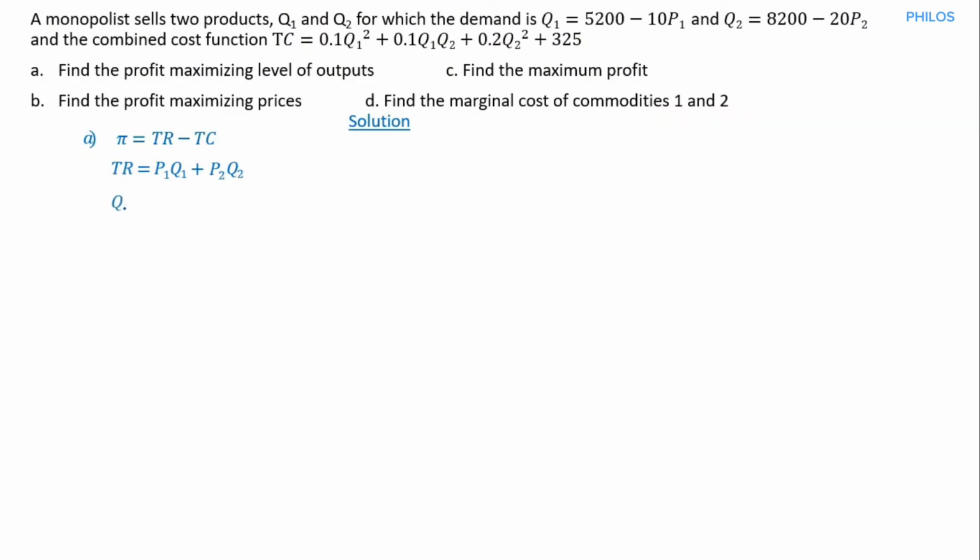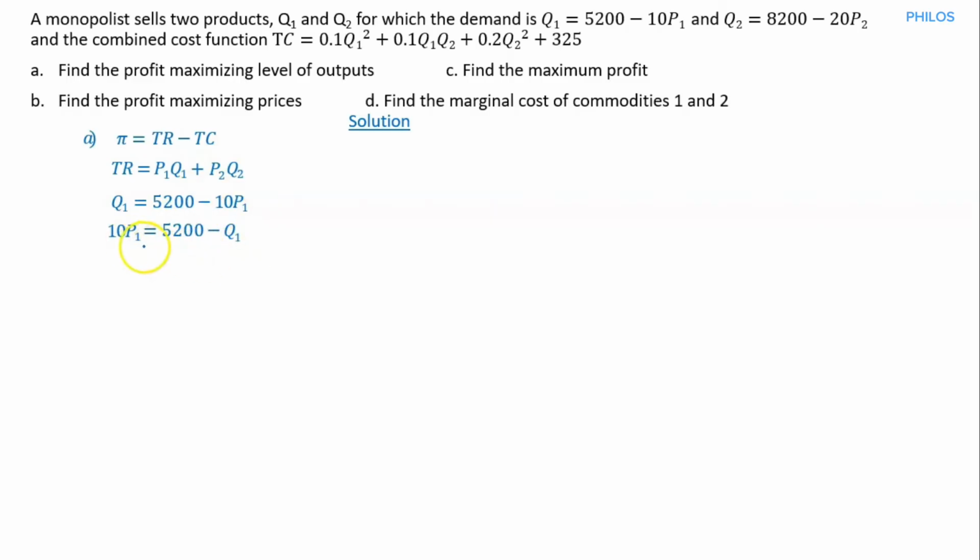Now, when we recall, Q1 is equal to 5,200 minus 10P1. From this, let's make P1 the subject. Now, to make P1 the subject, we have negative 10P1 at the side. When we cross the equal to sign to this side, it becomes positive 10P1, equals 5,200 minus Q1, because Q1 was positive at the side, and when it moves to this side, it becomes minus Q1.